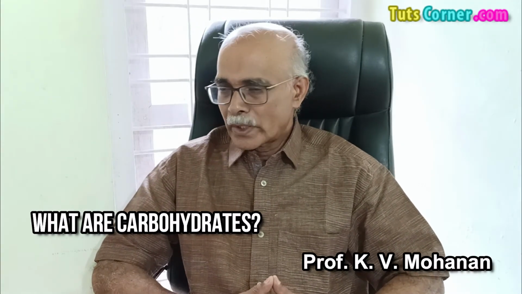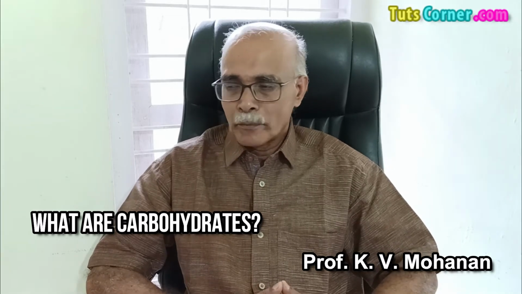Carbohydrates are organic compounds made of carbon, hydrogen and oxygen atoms, usually with a hydrogen-oxygen ratio of 2:1. Sugars, starch and cellulose are the most common carbohydrates. Carbohydrates are produced by green plants only.